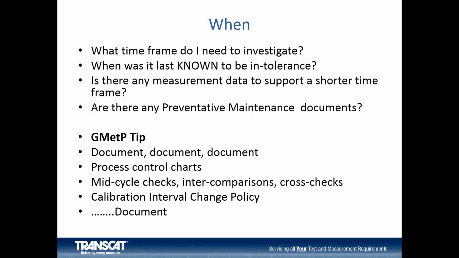Some tips. Document, document, document. Yes, I work and do audits. You must document everything. Things to look at and think about. Do you have any process control charts? Process control charts can help you limit your time frame to look at.